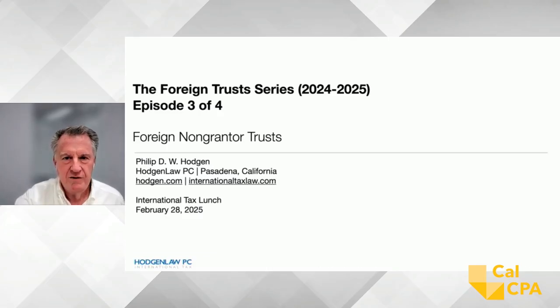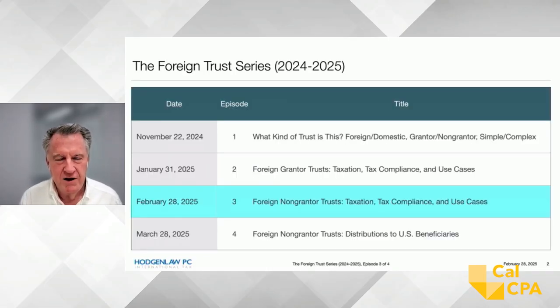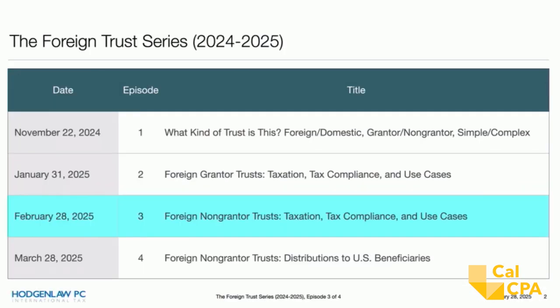This month's topic is foreign non-grantor trusts. This is the little series that I've done so far, and we're on episode 3 now. Last month we did foreign grantor trusts, and this month I'm going to do foreign non-grantor trusts. And this is an overview because foreign non-grantor trusts are more complicated than foreign grantor trusts, so we can't cover everything in an hour. And also because I'm going to get nerd-like next month when I'm going to have a whole hour just on accumulation distributions to a U.S. beneficiary from a foreign non-grantor trust.